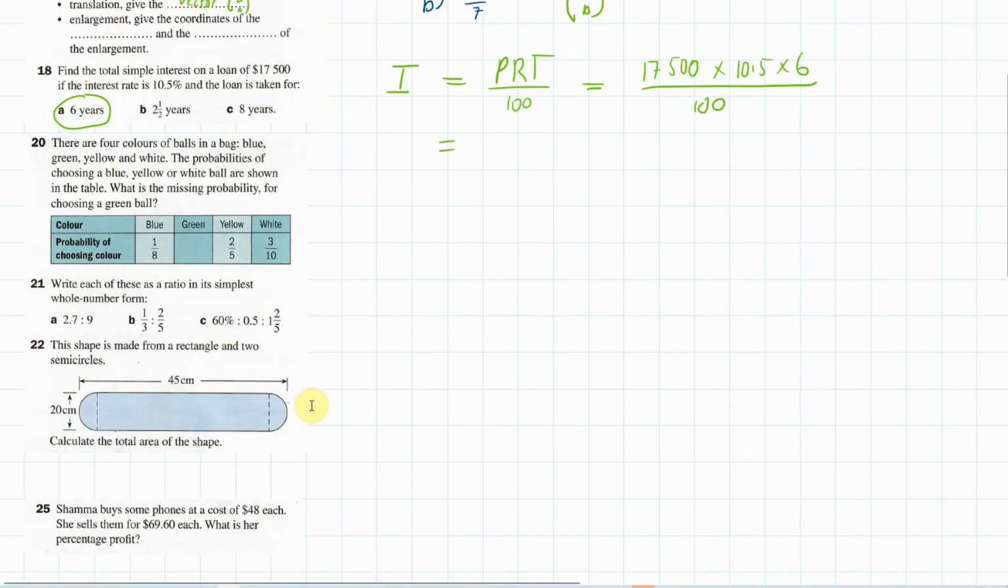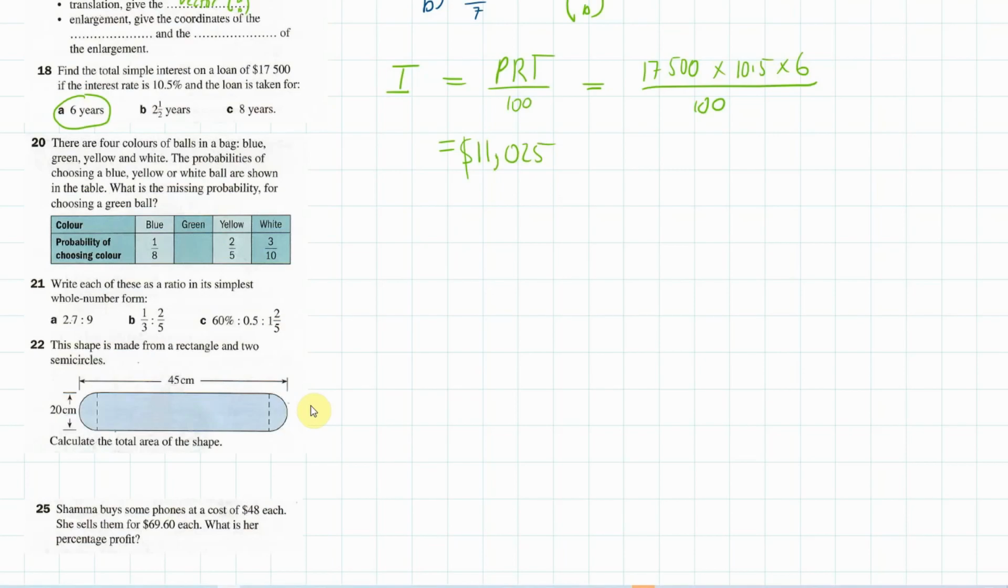Now, when I put that into my calculator, what do I get? 6 times 10.5 times 17,500 divided by 100. That looks to me to be about $11,025 of interest. I hope I got that right. It sounds about right. Okay, not percentage, dollars.